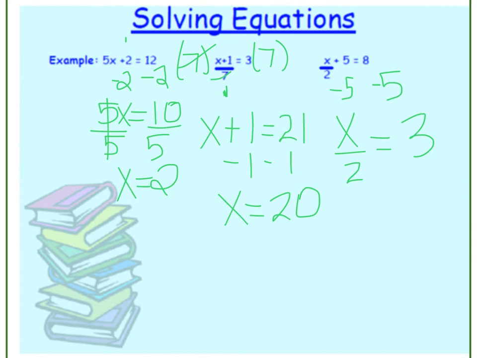So I still don't have x by itself. I see that it's being divided by 2, so I'm going to do the opposite of that, and I'm going to multiply both sides by 2. So those cancel my x's out, leaving me with x is equal to 6.